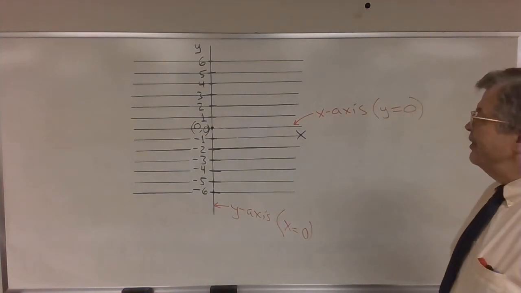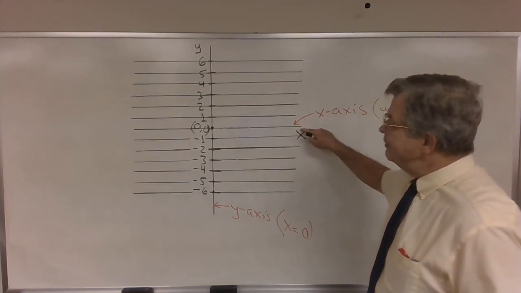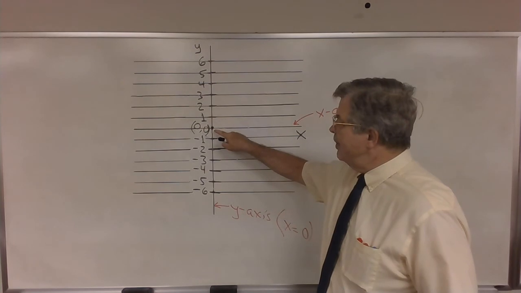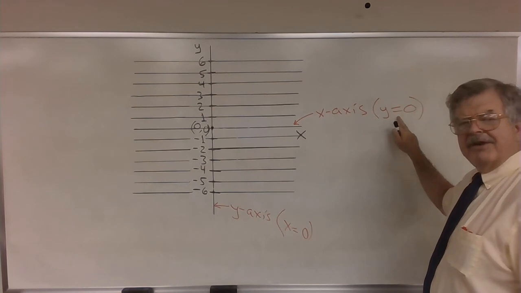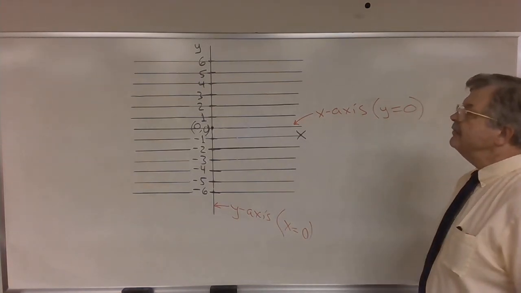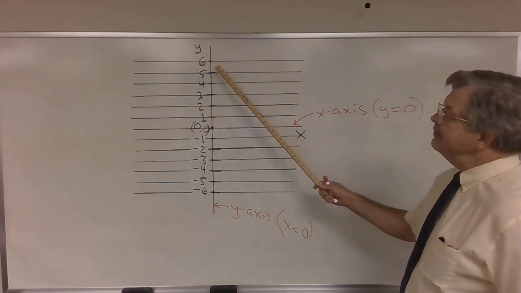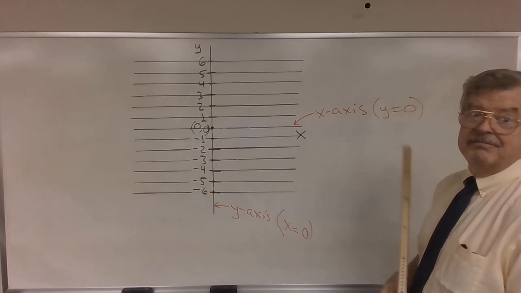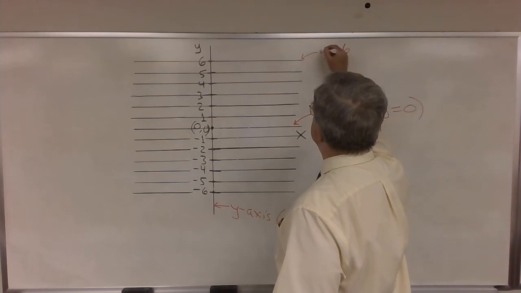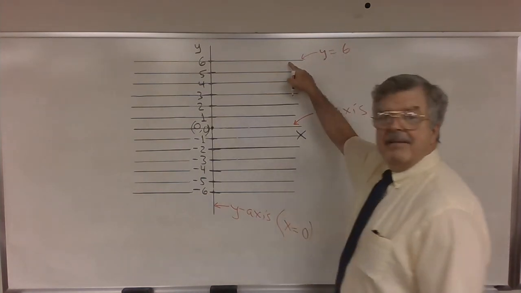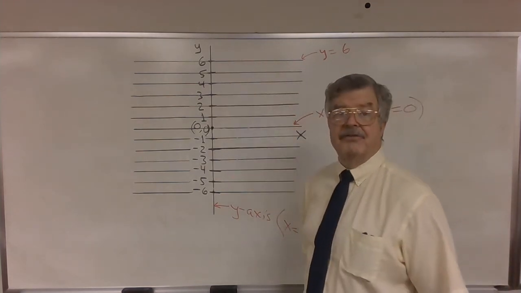Okay, we seem to be on a roll, so let's keep going. This horizontal line that runs through the point y equals 0 on the y-axis is the x-axis, but it's also given by the equation y equals 0. So, what do you think we'd call this line right here that runs through the point 6 on the y-axis? You guessed it, y equals 6. And what that means is that the y-coordinate of every single point on this line is 6.